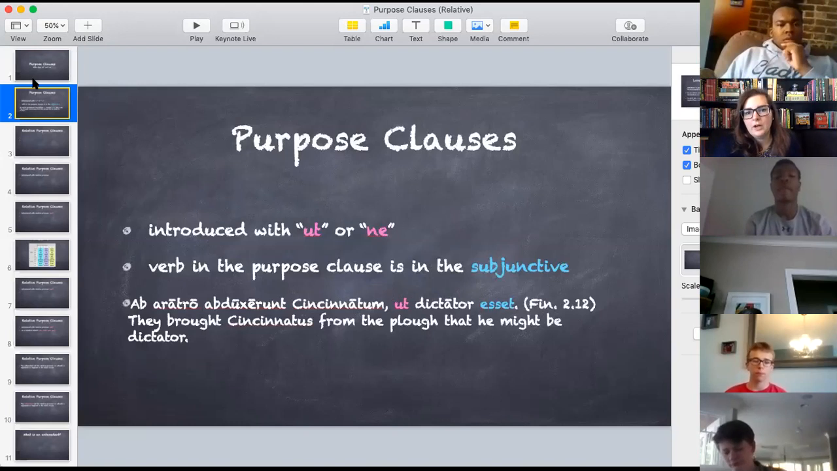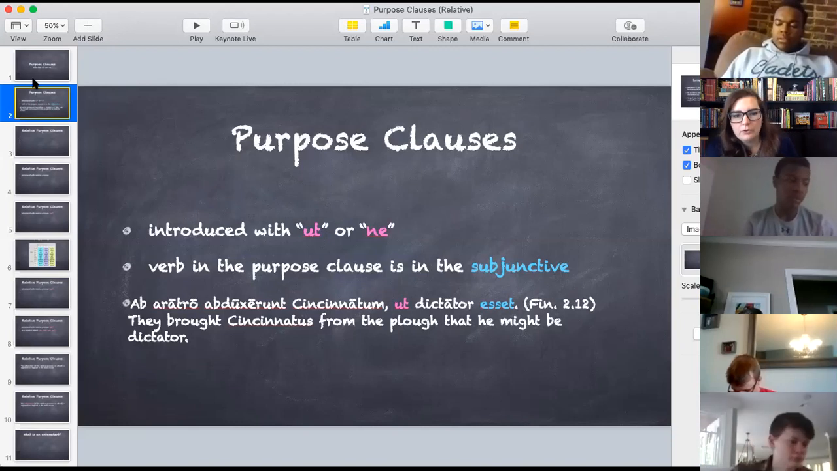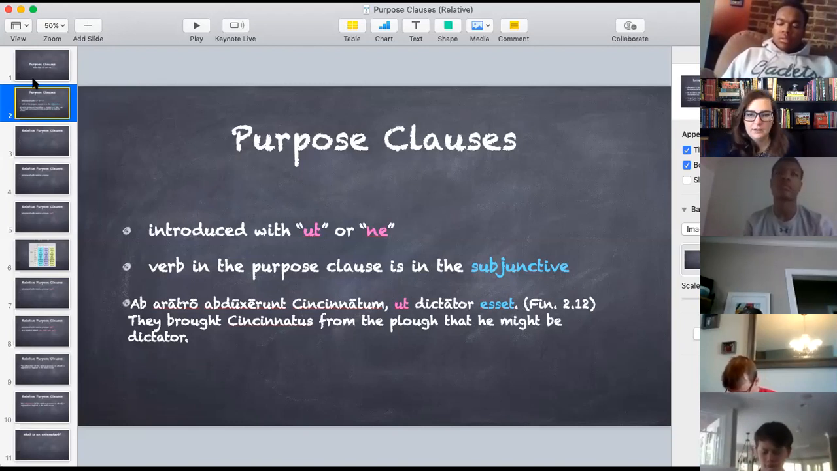So we're learning about other purpose clauses, but we'll review these first. So so far you know that purpose clauses are introduced with ut or ne. Verbs in the purpose clause are in the subjunctive. So in this example, we have ab aratro abduxerunt Cincinnatum ut dictator esset. They brought Cincinnatus from the plow that he might be a dictator.